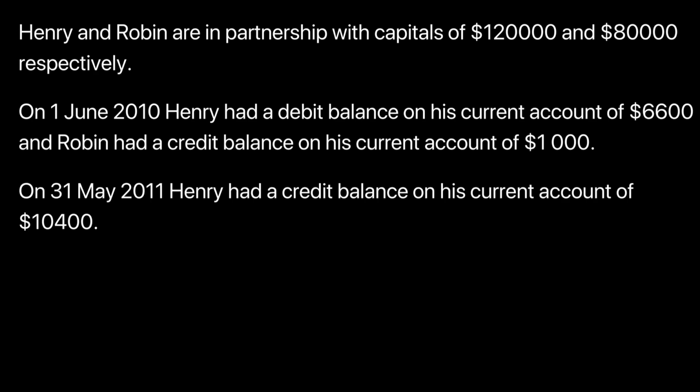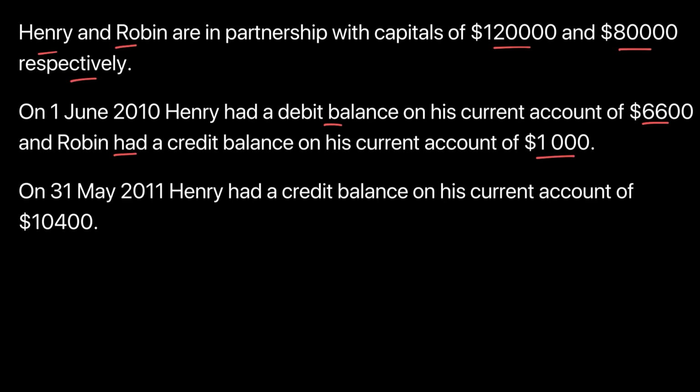Okay, so they're saying that Henry and Robin are in a partnership. They both have a capital of 120,000 and 80,000 respectively. On 1st June 2010, which is the opening date, Henry has a debit balance on his current account of 6,600, whereas Robin has a credit balance on his current account of 1,000. Now they've given us the opening current account balance. This is usually given to us.